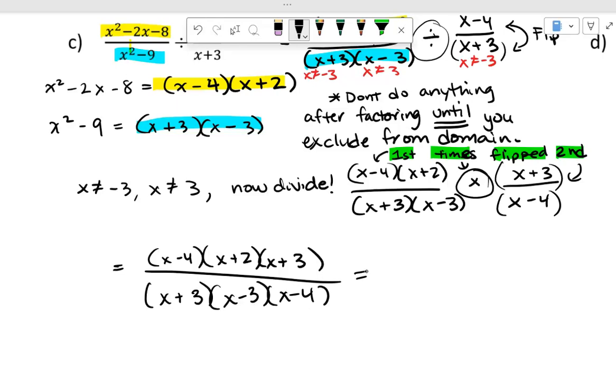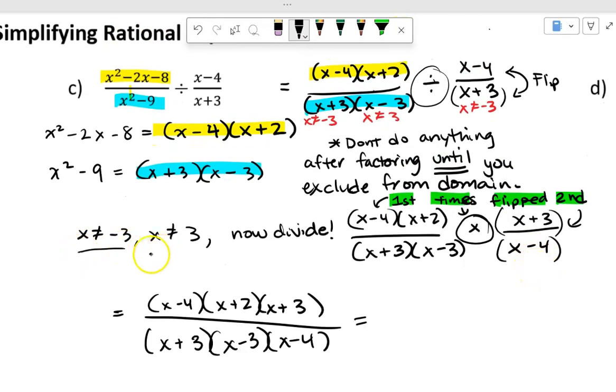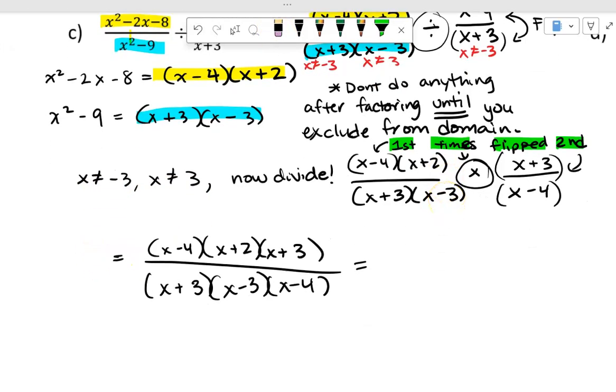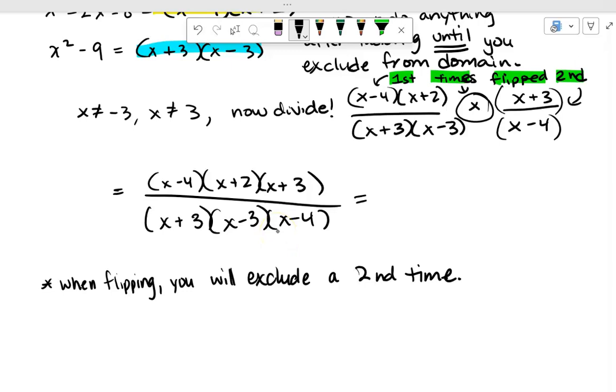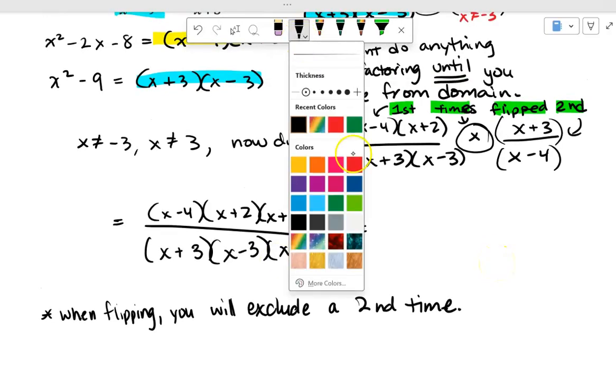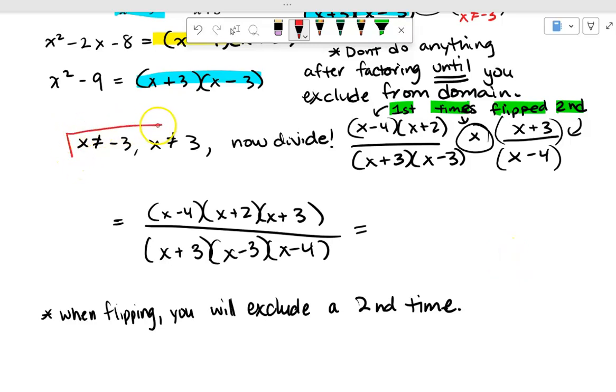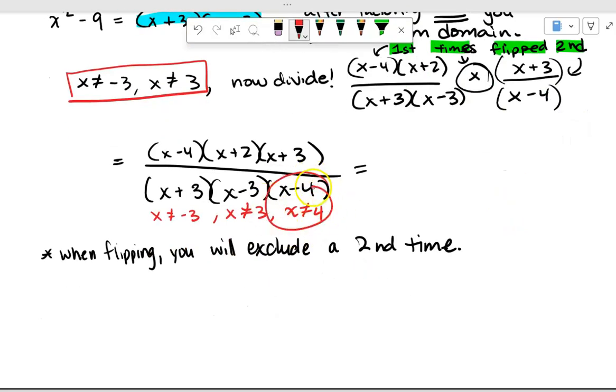I've already excluded from the domain. Remember, we did this earlier. You have to do this before you divide. But now I have a new part of my denominator. Now there's something new that x is not allowed to equal. Well, I already know that x cannot equal -3 or +3. That's very important. And I already know that, so I don't have to worry about that because I've listed that. But there's another new number now that I've flipped things that x cannot equal. X cannot equal +4. And this is new.